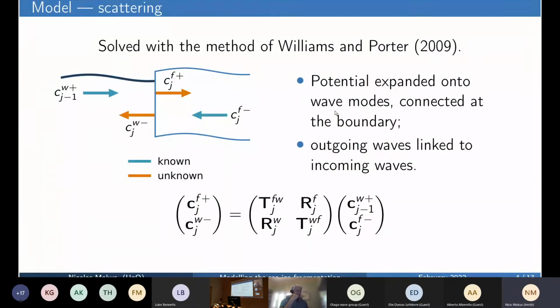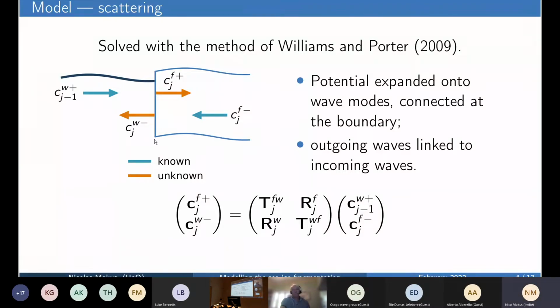The first thing built into the model is wave scattering. It solves for the steady state reflection and transmission of a wave by a floe edge by ensuring continuity of pressure and velocity when crossing the boundary between ice-free and ice-covered regions. The propagating wave is expanded onto wave modes, satisfying appropriate dispersion relations. And by assuming knowledge of the incoming wave modes, we can derive the outgoing wave modes and link the two with a linear map.